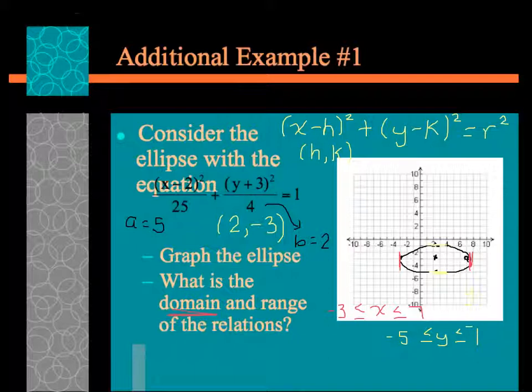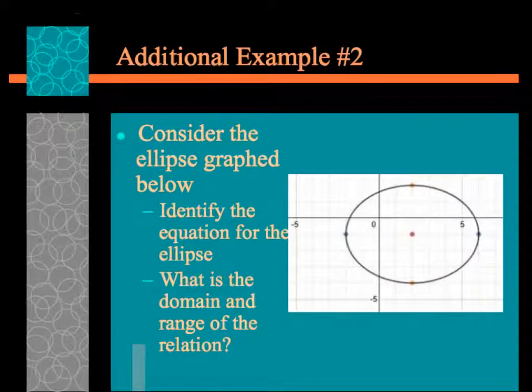That's simple. So here we gave you an equation of a transformed ellipse, and we asked you to write its equation and find its domain and range. Well, now I'll give you the graph and ask you to write its equation. When given the graph, the first thing you've got to find are the coordinates of its center. The center point I see is 2 to the right of the origin and 1 down from the origin. So there's my h and my k.